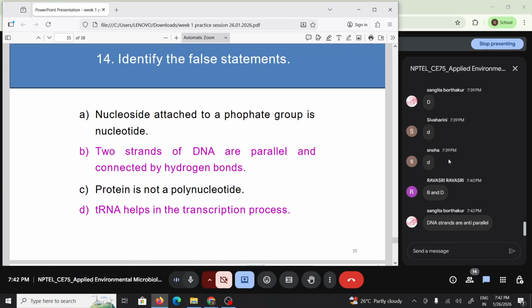Exactly. DNA strands are anti-parallel. They are not parallel. So this statement is false. A nucleoside attached to a phosphate group is a nucleotide. That is true. And protein obviously is not a polynucleotide; maybe it's a polypeptide. And B, two strands of DNA are anti-parallel and connected by hydrogen bonds. Only if parallel is replaced by anti-parallel is this statement true. Otherwise, it stands false. And tRNA does not help in the transcription process, as we just saw in one of the previous questions.